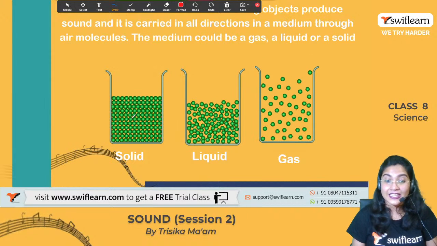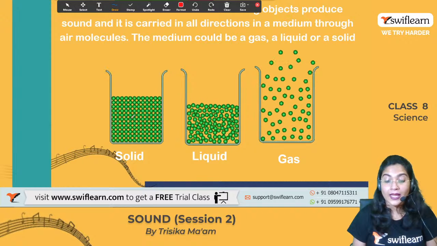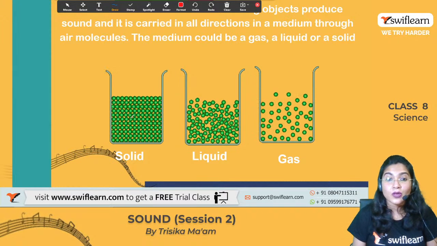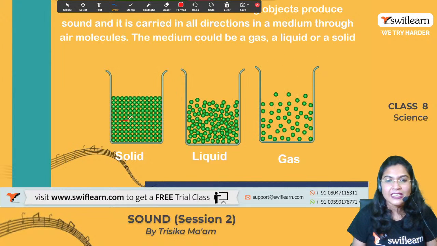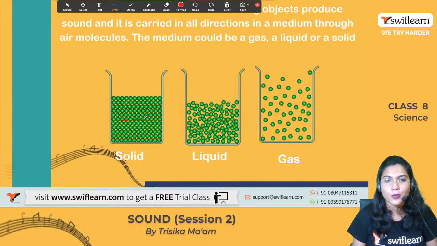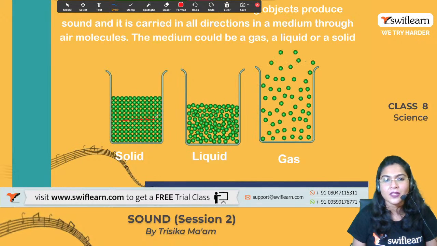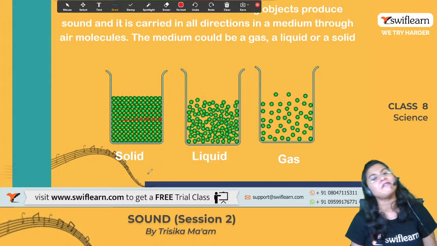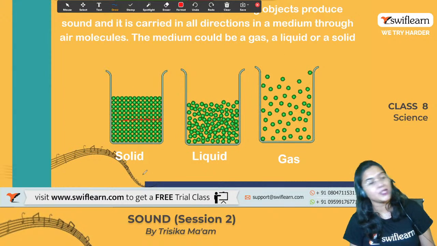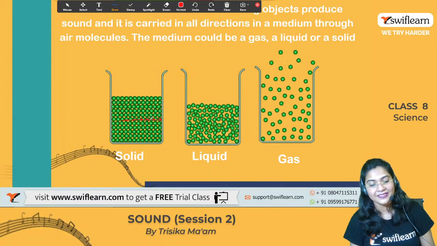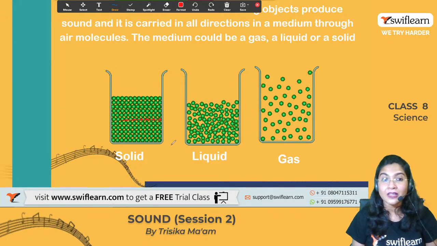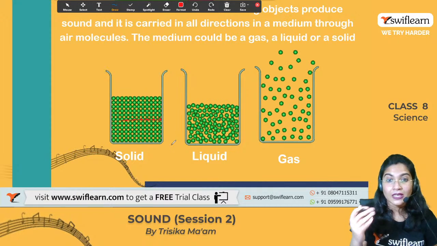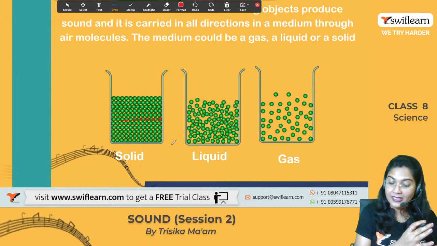Yes, in the solid, right? Why? Because the solid molecules are very tightly packed. So it will take very less time to move from one molecule to another molecule, and it will travel very fast over here. Can you see the arrow over here? No, beta, in gas, the sound will travel very slow.